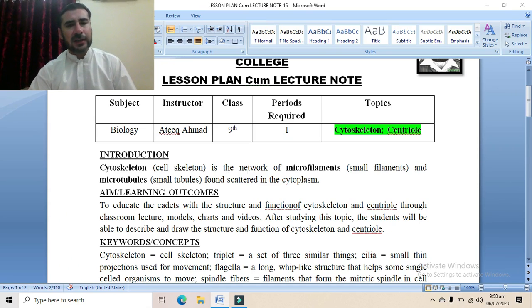It is just like a network of microfilaments and microtubules, and it is found scattered in the cytoplasm. Microfilaments are small filaments and microtubules are small tubules. So the cell skeleton, the cytoskeleton, is made of small filaments and small tubules, and they are interconnected with each other, forming a network, and that network is found in the cytoplasm. And the function of this cytoskeleton is to provide support and shape to the cell.